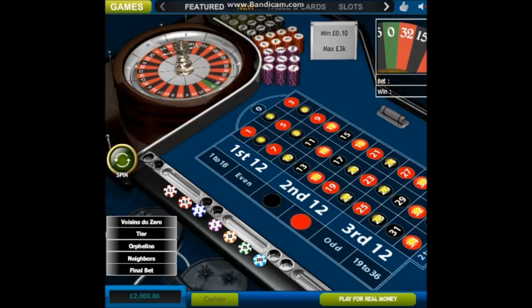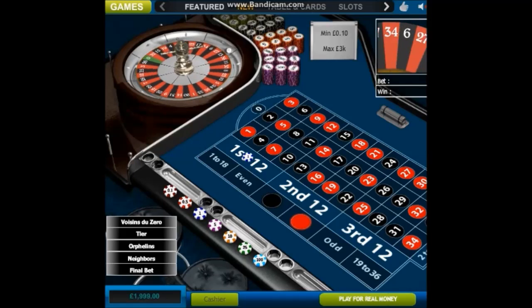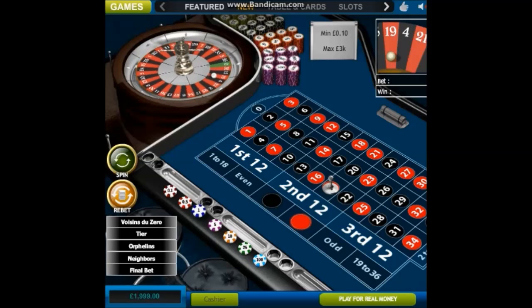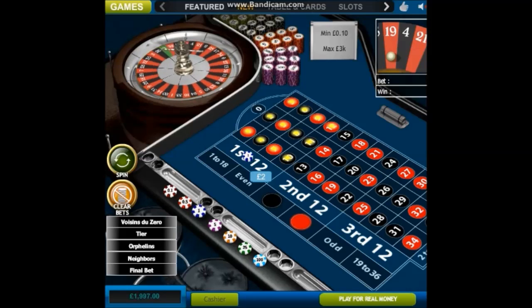I'm going to do what I always do. I bet on the first dozen and spin. That's all you need to do, just spin. So this is a negative progression system, which means when you lose you bet more, and when you win you bet less. As you can see, it came in the second dozen, first column, which I wasn't betting on. So when you lose, you double your bet. I was betting £1, now I'm betting £2.